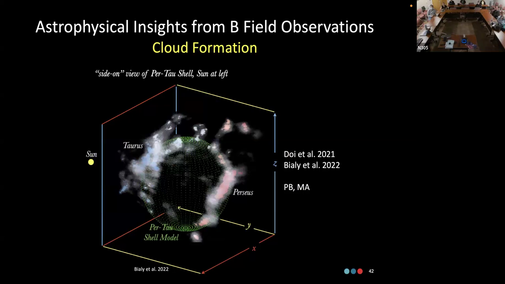So because of this consistency, we looked to see if there are any bubbles in this region. And in the first slide, or like second slide, I don't remember the number, we talked about the Per-Tau bubble. So in this region, we do have a number of observations, including by Doi et al. 2021, Bialy et al. 2022, that have identified the Per-Tau bubble, which the Perseus cloud is located behind from our point of view, and Taurus is located in front of this shell.